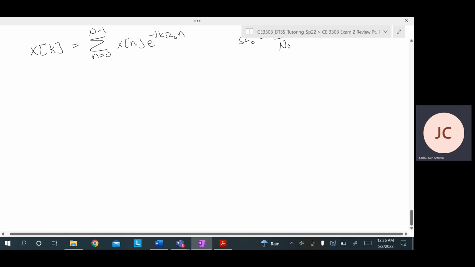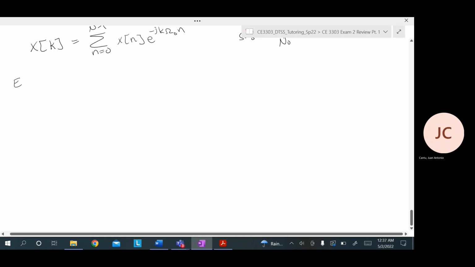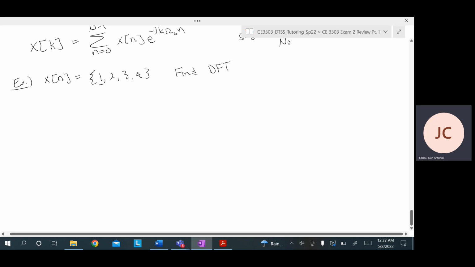Let's go ahead and do this one. Say we have x of n equal to 1, 2, 3, 4. Let's find the DFT of this.